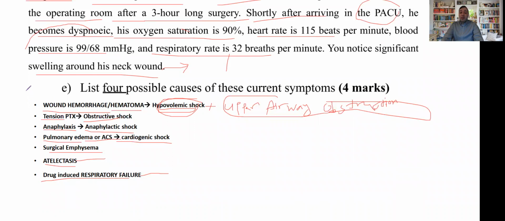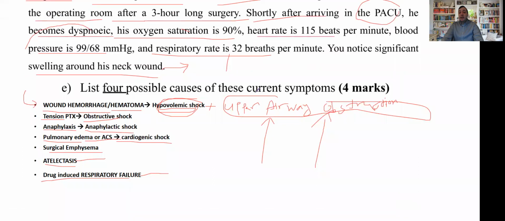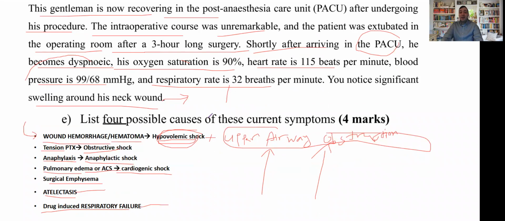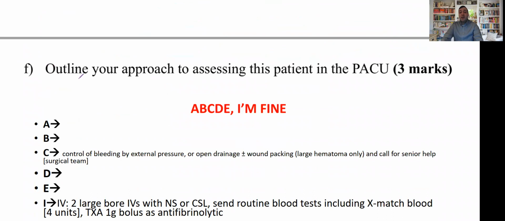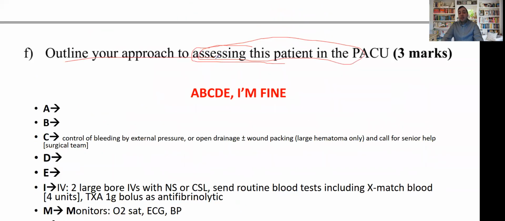So I think at the top of the list, you have to mention wound hemorrhage and hematoma, leading to hypovolemic shock and upper airway obstruction. This is the most important thing to mention, and upper airway obstruction is very important here. Why? Because in this question, he's testing your ability to predict the post-operative complication. So you have to mention this. Next: outline your approach to assessing this patient in PACU. So in terms of assessment, he's asking about assessment here.